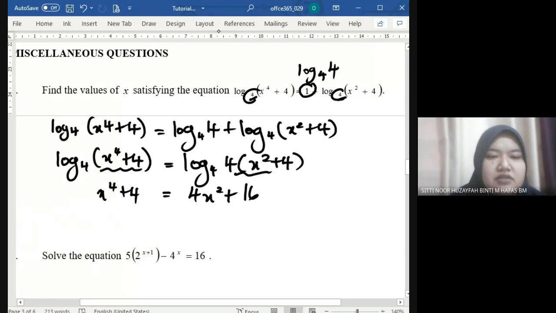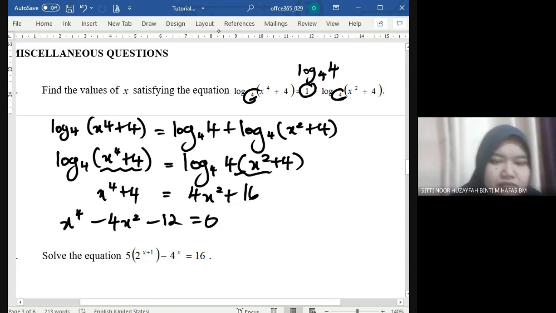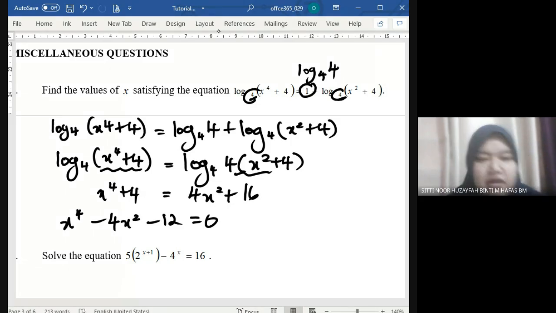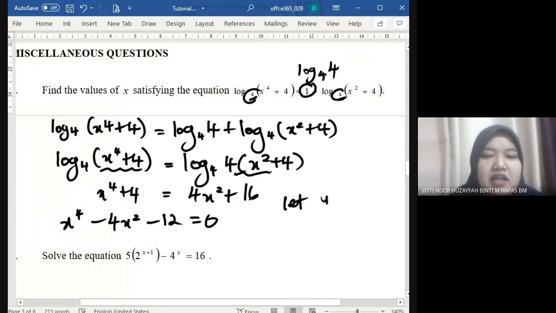So now we want to solve for this one, right? This is not only quadratic but x to the power of 4. So if we write it down, it will be x to the power of 4 minus 4x squared minus 12 equal to 0. Right? So how to solve for this one? Because we don't know how to solve for x to the power of 4, but we know how to solve for x squared, right? So we can let u equal to x squared.